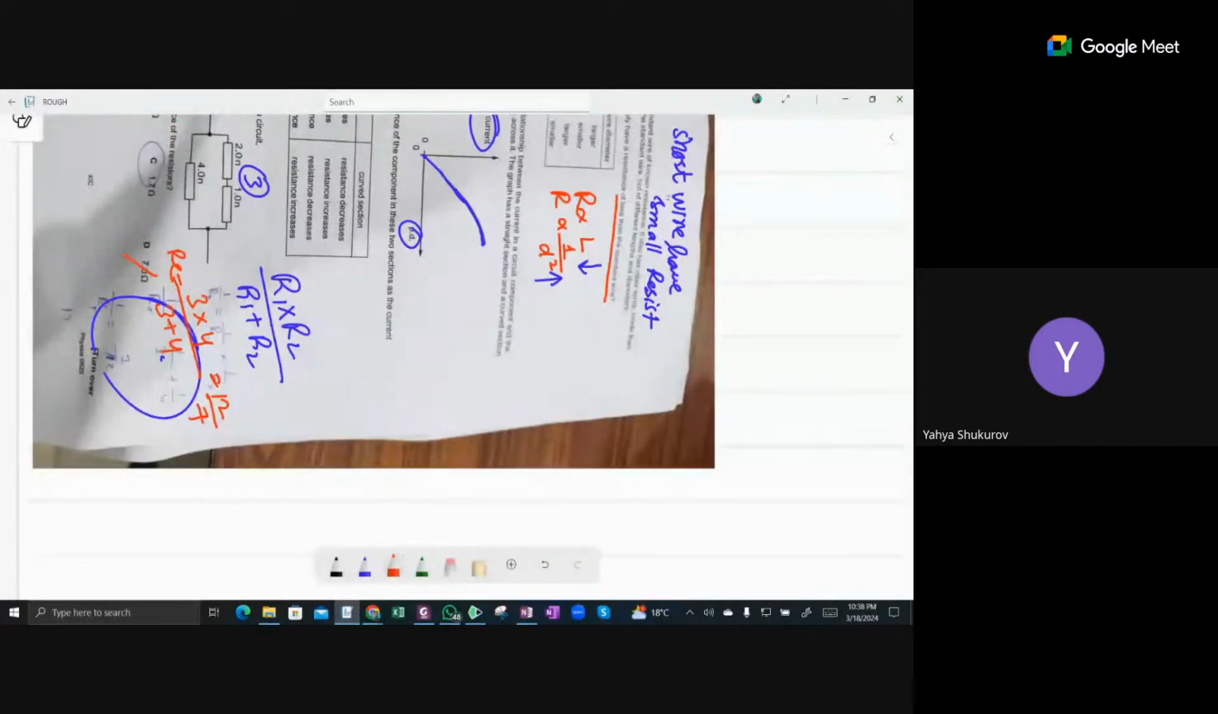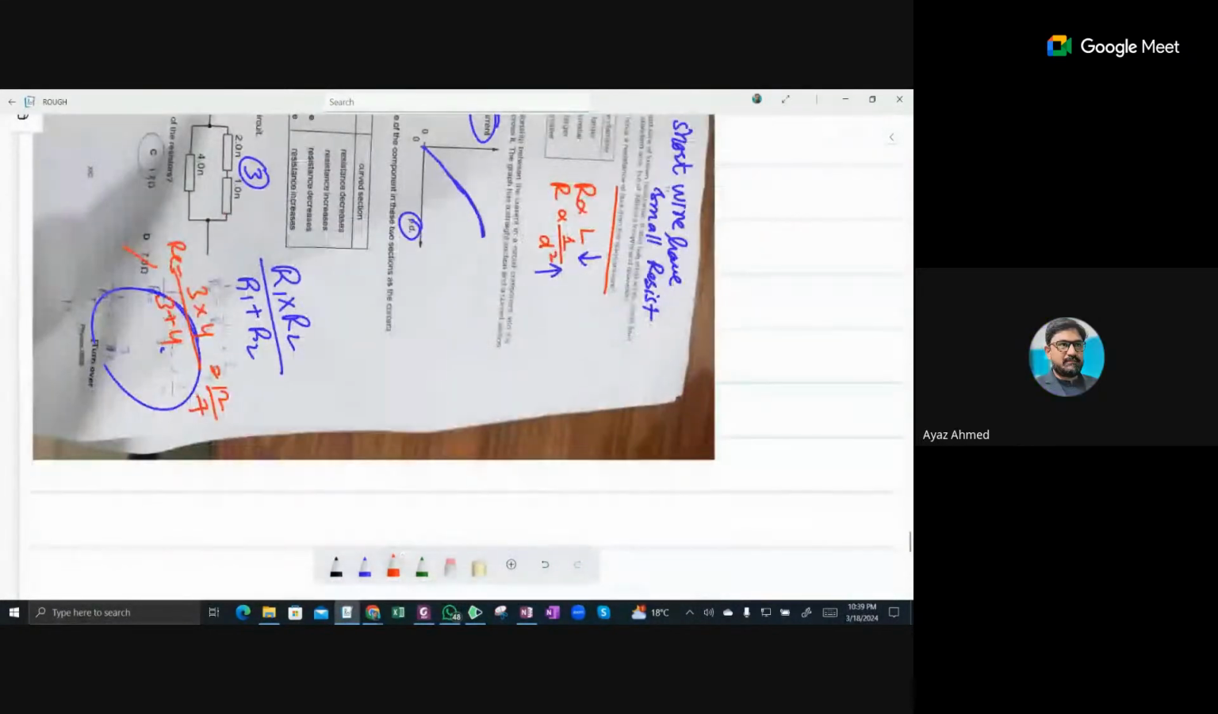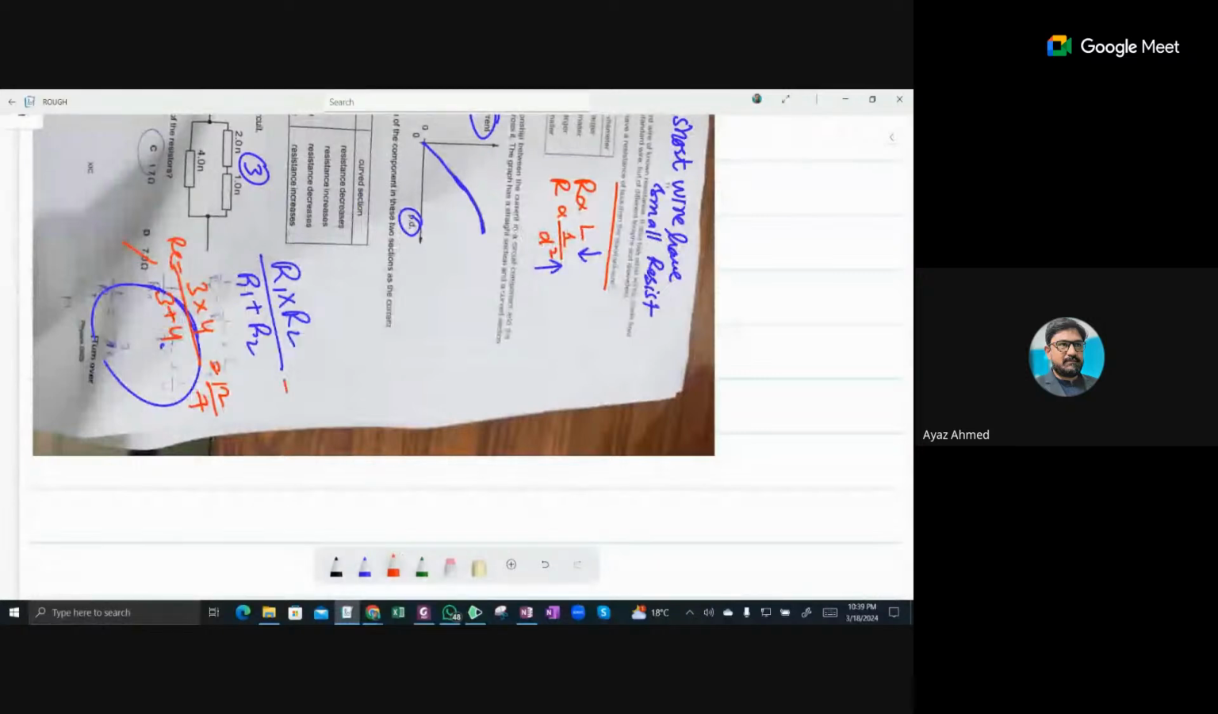What was that formula? R1 times R2 divided by R1 plus R2. This is the formula for R equivalent for two parallel resistors.